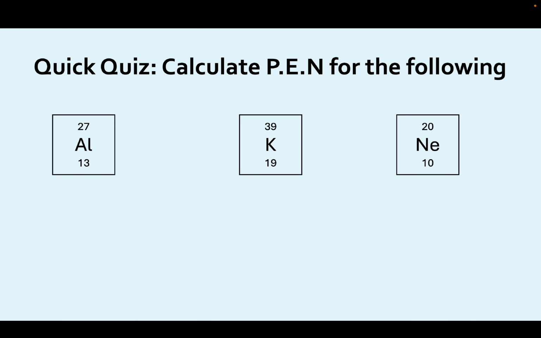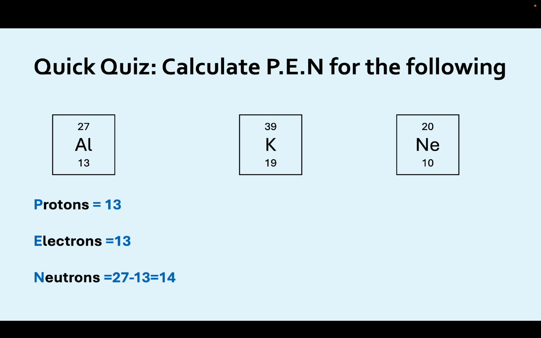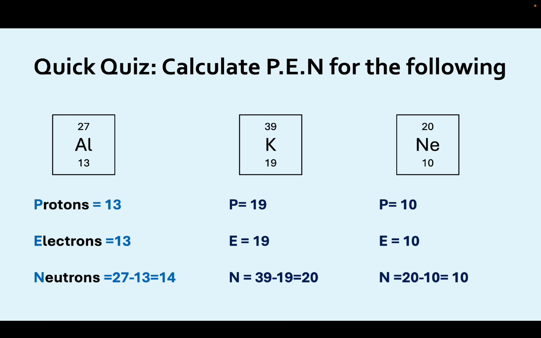Let's try this quick quiz. Pause the video and try to calculate PEN for each of the following. So let's see if you got the right answer. The first one is 13, 13 and then 14. Next, for potassium, it was 19, 19 and then 20. And finally, for neon, it's 10, 10 and then 10 again.